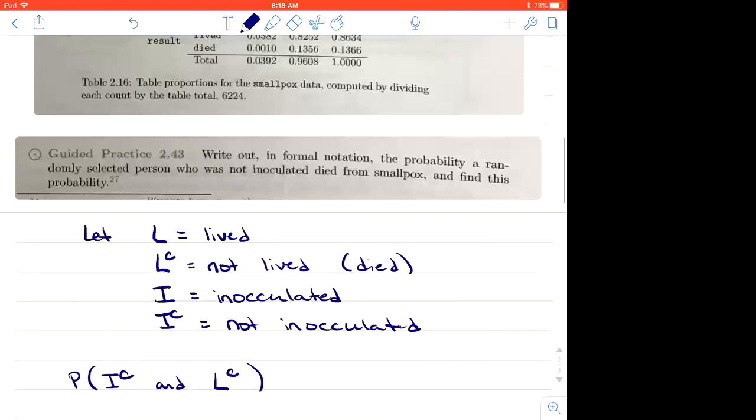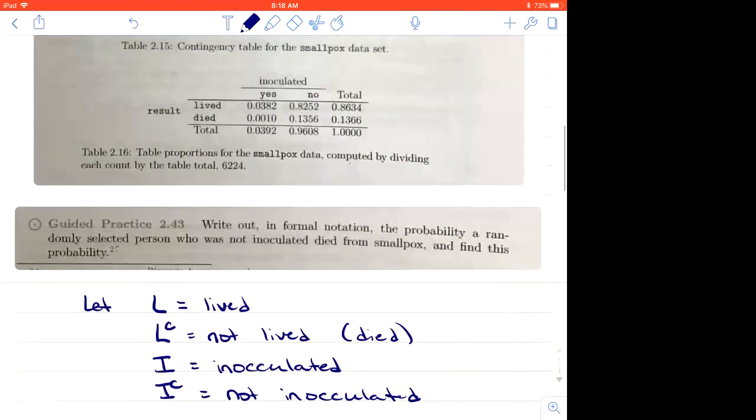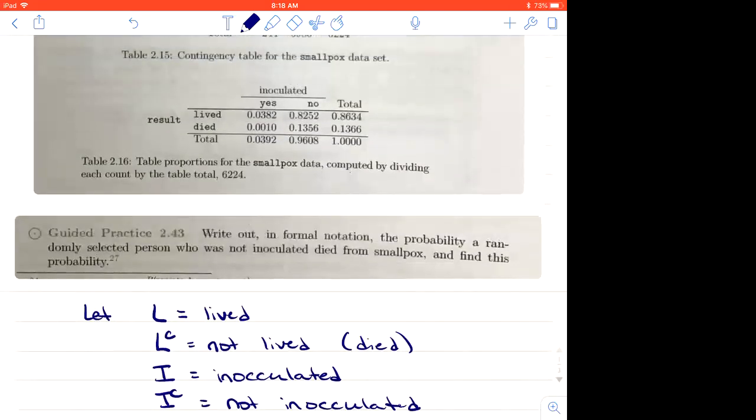So now, for this question, we can just look at our table that you've copied out, the one with the probabilities, and say, okay, well, what's the probability that they were not inoculated? So they're in this column, and they died. So to be in this column and they died, the probability is 0.1356, right? So we just steal it from the probability table.